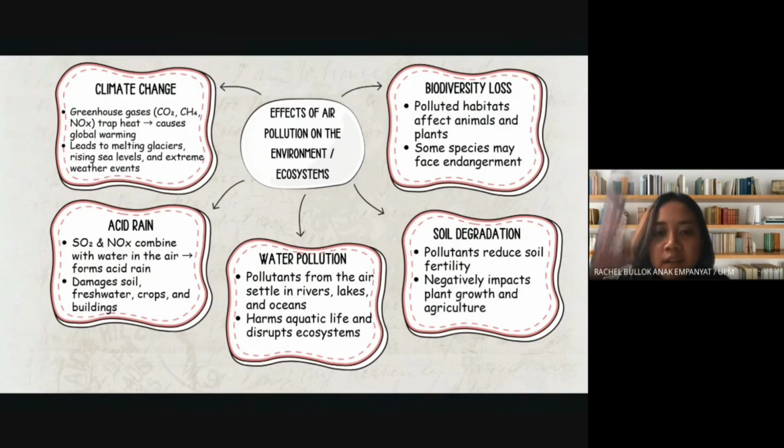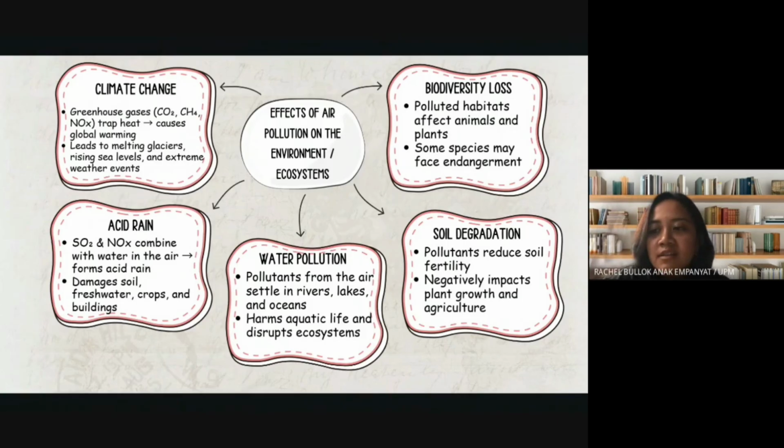So the fourth is water pollution. Pollutants from the air can settle in rivers, lakes, and oceans. This harms aquatic life and disrupts ecosystems. Fish and other organisms can die, and the food chains can be affected.